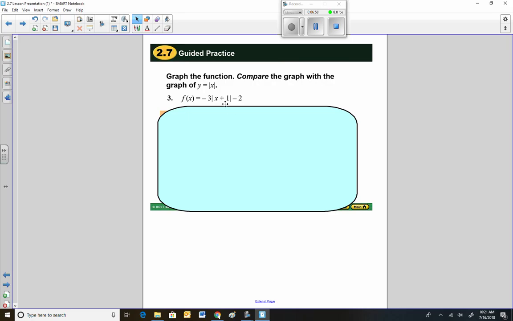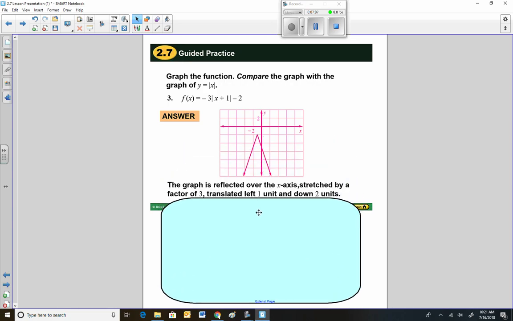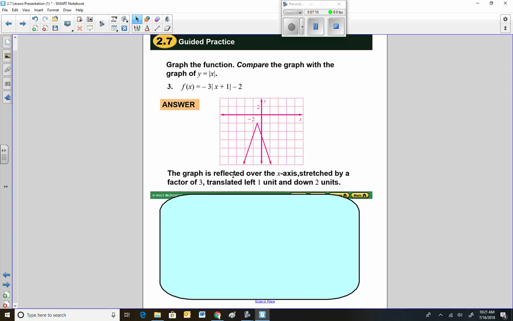Welcome back. Your vertex is going to be at -1, -2, and it's going to flip over the x-axis because it's going to be multiplied by a -3. So here you go. The graph is reflected over the x-axis, stretched by a factor of 3, translated left 1 unit and down 2 units. So left 1 unit, down 2 units is from that information. Stretched by a factor of 3 right here. And the negative says it's going to reflect over the x-axis. That's where we're getting all this information.